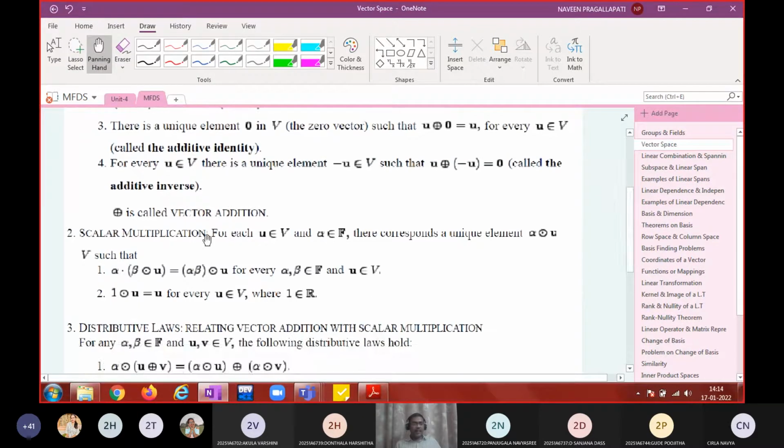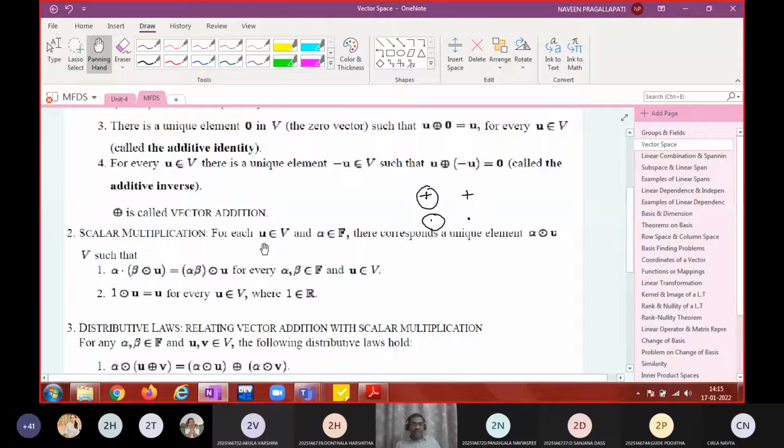Similarly, scalar multiplication properties. That means you take an element of the set V, a vector, and you take a scalar. There is an operation between a vector and a scalar that is denoted with a dot. In the books, generally this is denoted with plus, and this is denoted with dot. This is called vector addition. This is called scalar multiplication.